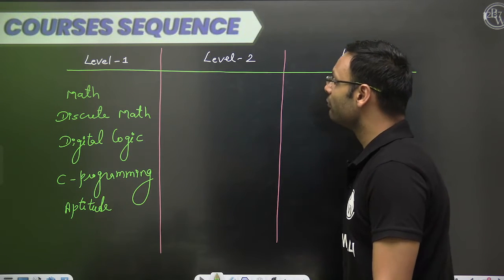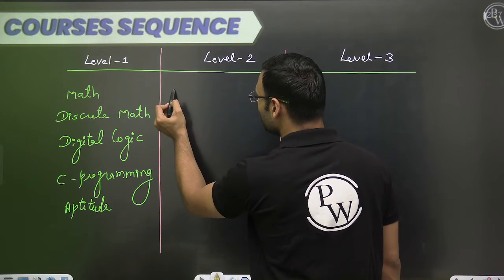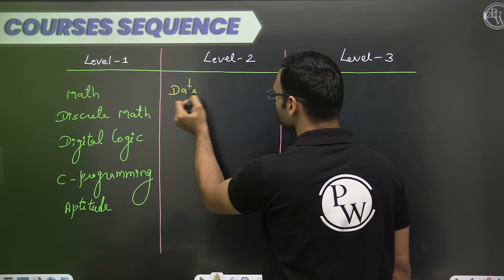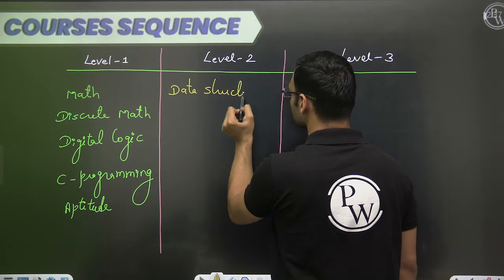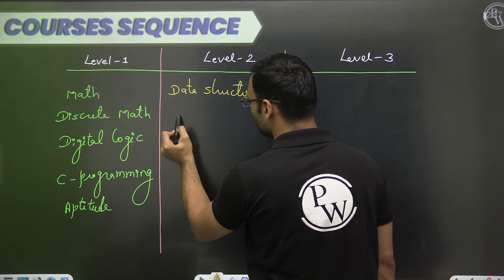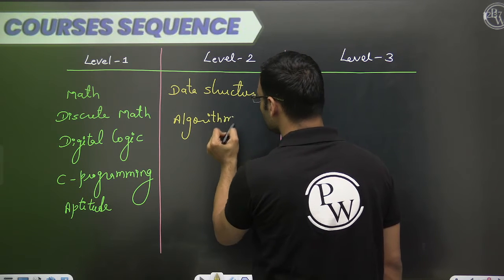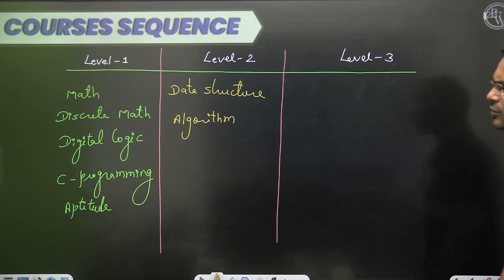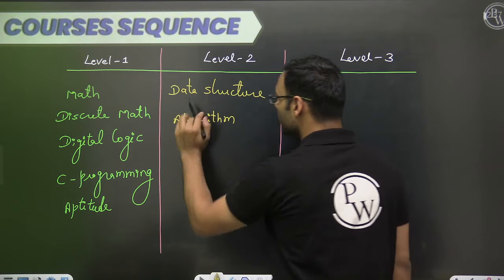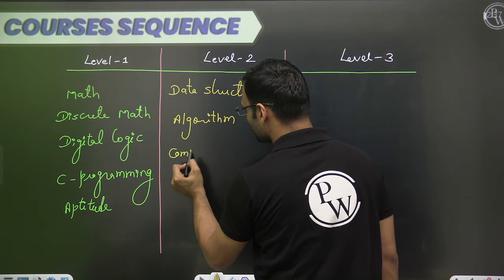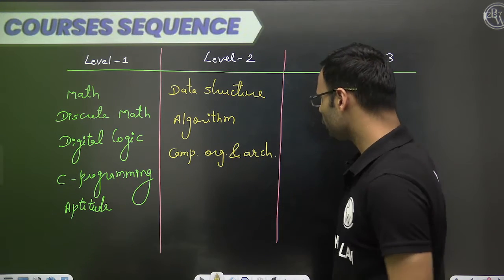Once you are done with level 1 courses, you should go with the level 2 courses. In the level 2 courses, I will suggest you go with data structure. Then you have the algorithm course. The name of the algorithm course is design and analysis of algorithm, or analysis and design of algorithm, doesn't matter, same thing. Then you have the course computer organization and architecture. These are level 2 courses.